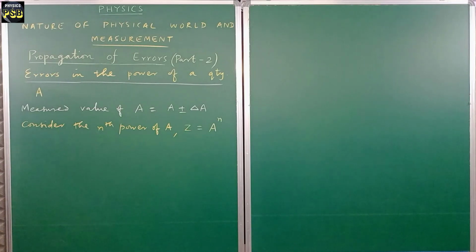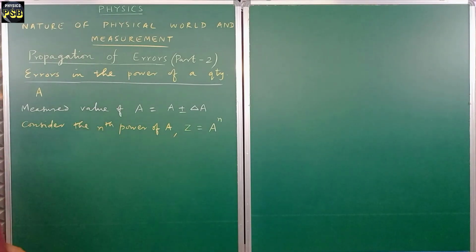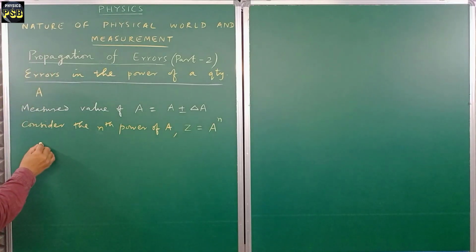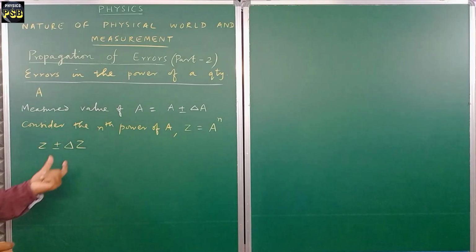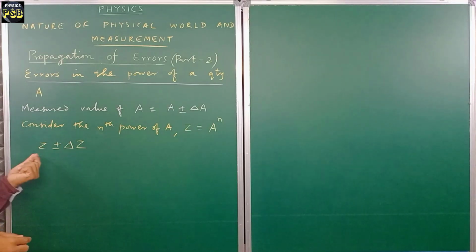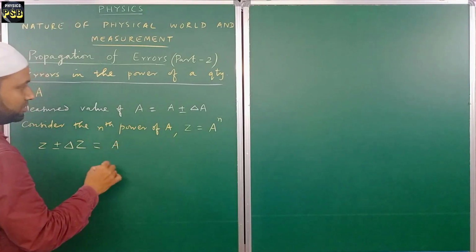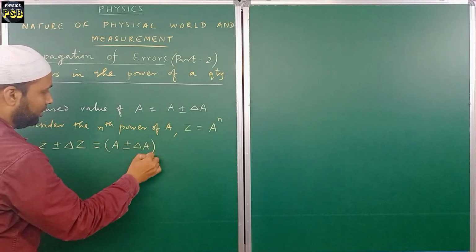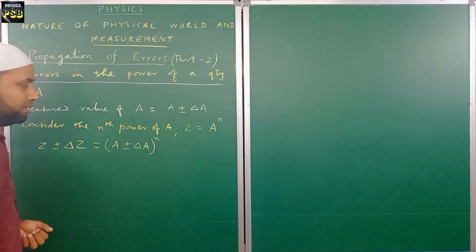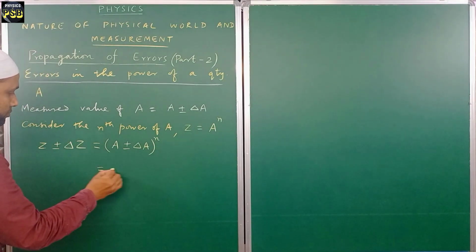Okay, that way the error involved in the measurement of Z is nothing but Z plus or minus delta Z. Here delta Z is the absolute error involved in the measurement of Z. Then A is written as A plus or minus delta A whole power n.